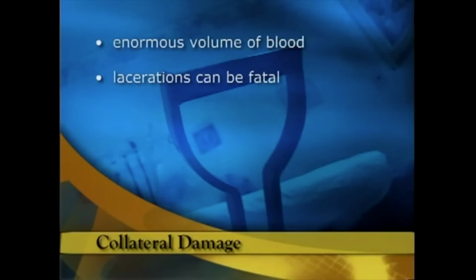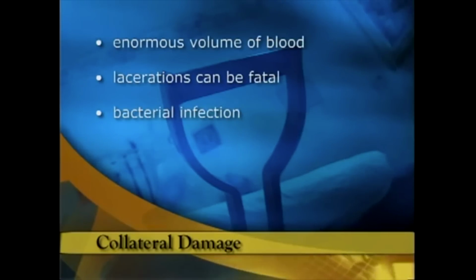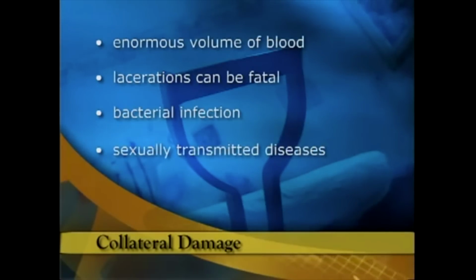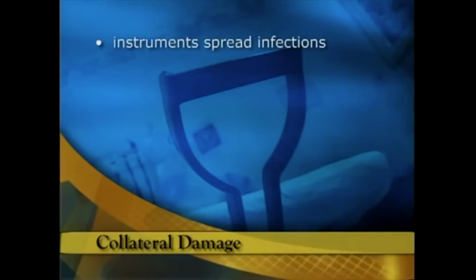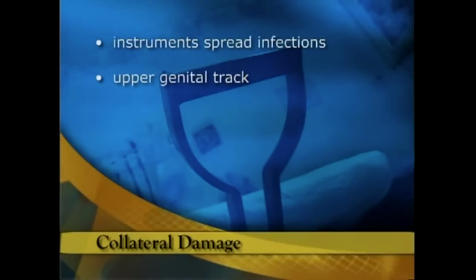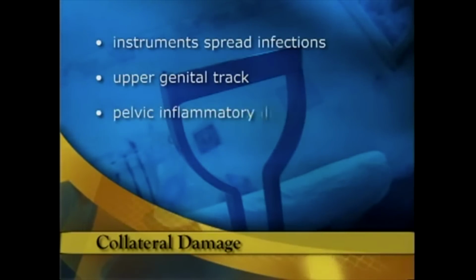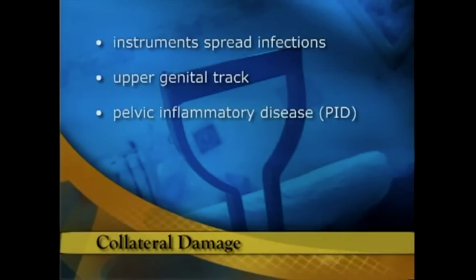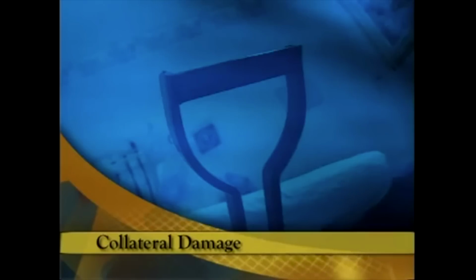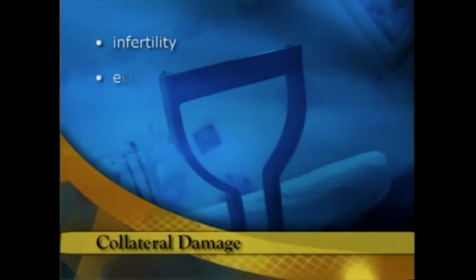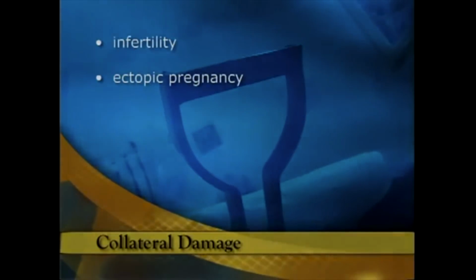Another type of collateral damage relates to bacterial infection and sexually transmitted diseases. The instruments used during an abortion procedure will often spread these types of infections into the woman's upper genital tract. This can cause pelvic inflammatory disease, which has now been identified as a major contributing factor to both infertility and ectopic pregnancy.